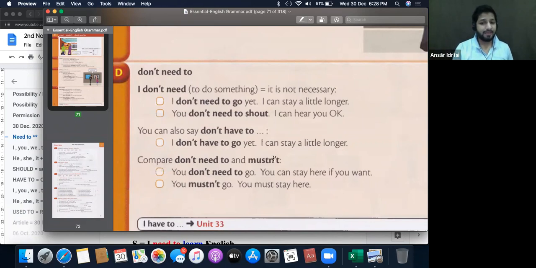Next, don't need to and mustn't. Both are the same little bit. For example, you don't need to go. आपको जाने की जरूरत नहीं है. You can stay here if you want. And you mustn't go मतलब आपको जाना ही नहीं चाहिए. ये अभी हमारा आगे आने वाला है.